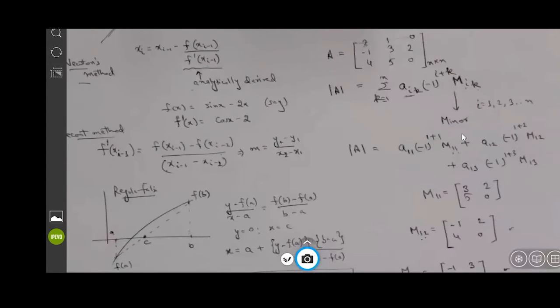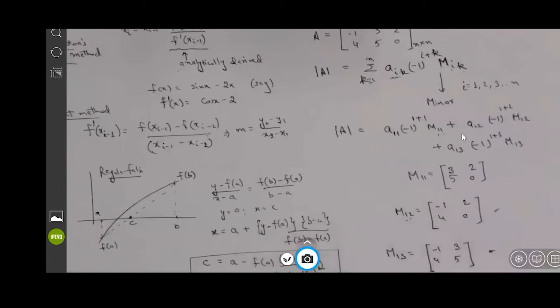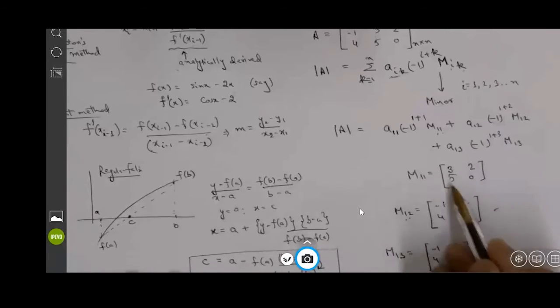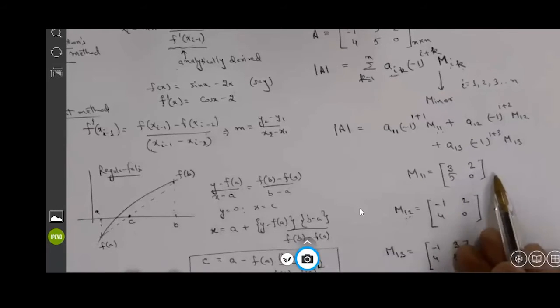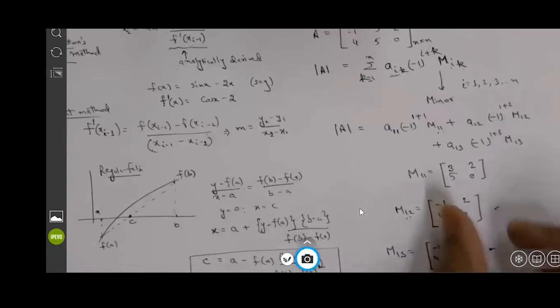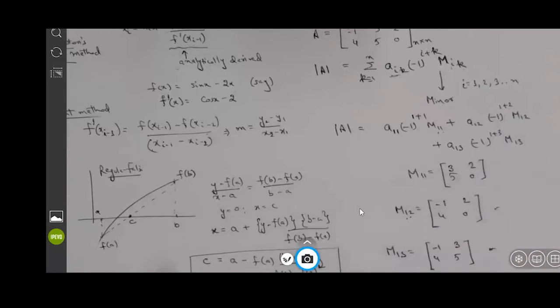Any questions so far? So the minor that you use in the equation is just the determinant. So when you have A11, (-1) to the 1 + 1, and then times the minor 1,1. Yes, that minor is the determinant of this matrix. Minor is basically the determinant of this 2 by 2 matrix, and so on and so forth.